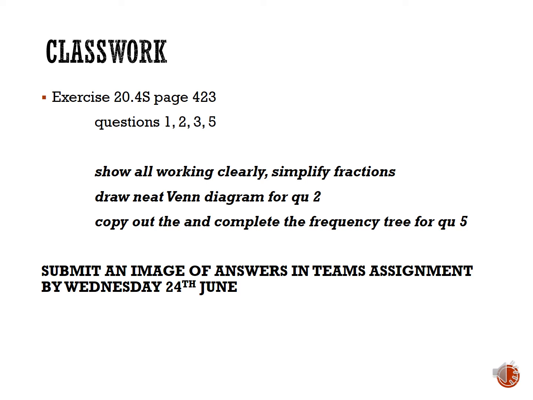So questions you're going to do from the textbook, it's 4 questions. All right, question 2 involves you drawing a Venn diagram. So I think it's a Venn diagram where you put some numbers in it and then you also put some probabilities in it. So draw it nice and clearly. And then there's a frequency tree for question 5. Remember, they're the same as tree diagrams, they just have numbers on that you can then use to calculate probabilities rather than have the actual probabilities written on them.